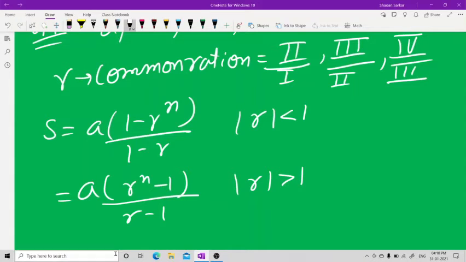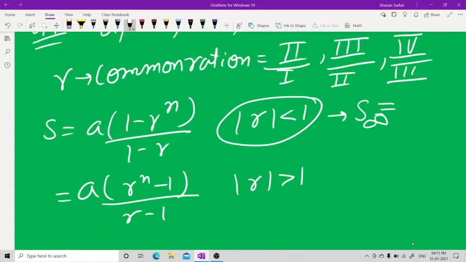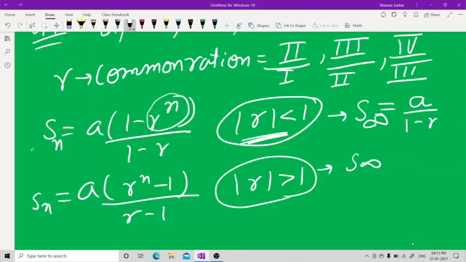And for S infinity, suppose n goes to infinity, let me write it here. With this condition, S infinity, the sum of infinite terms, while this is the sum of n terms, becomes a by 1 minus r, because this quantity goes to 0. But with this condition, if n goes to infinity, because r is greater than 1, this goes to infinity. That is the most important thing we always need.